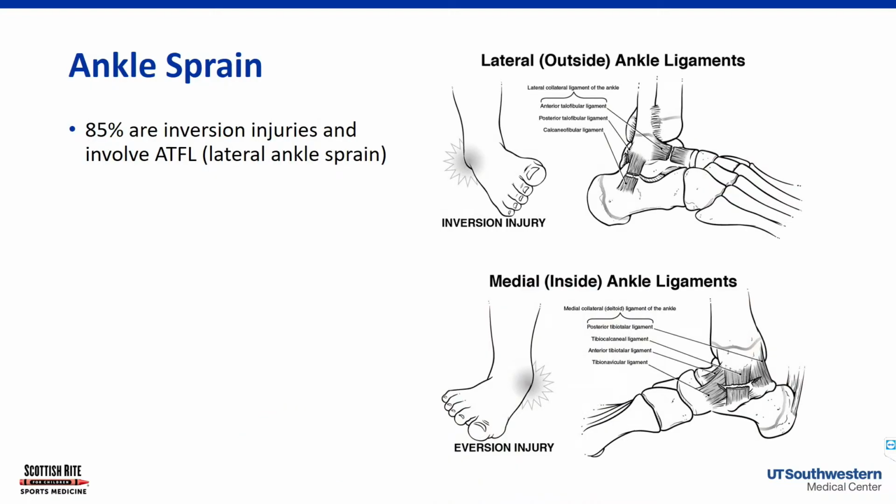So with most ankle injuries, and with that patient, that 17-year-old female with a swollen ankle, most likely it's going to be an ankle sprain. A very, very common injury. We see lots of these. And the majority of these are going to be inversion type injuries.